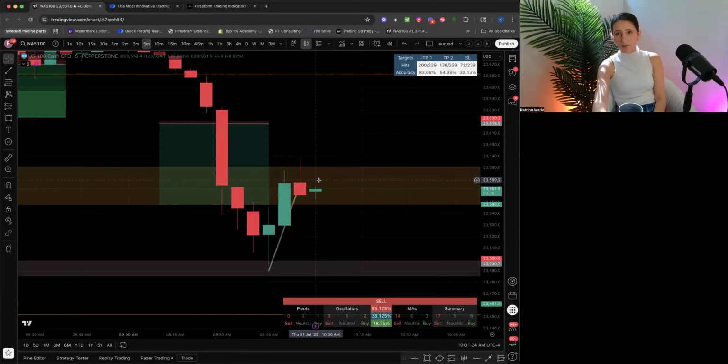Probably going to push back up here and then come back down here. Not all the way down. I mean, probably like right here. 10 a.m. candle just opened.